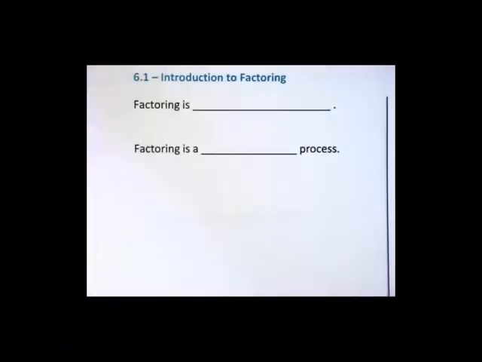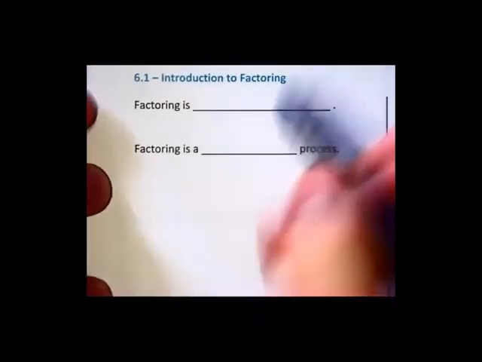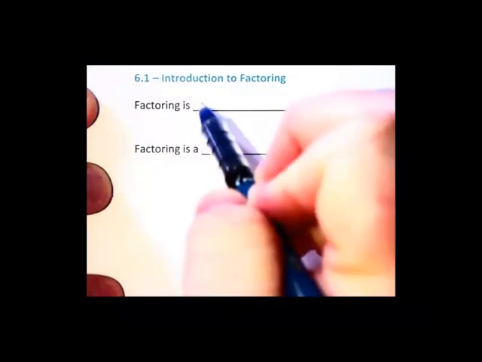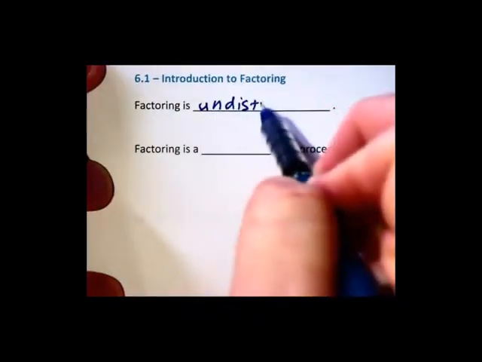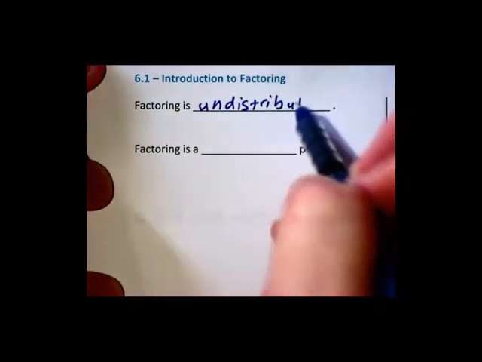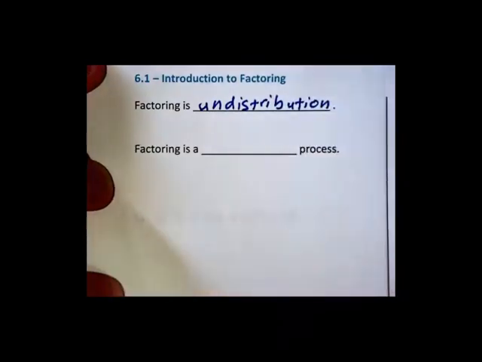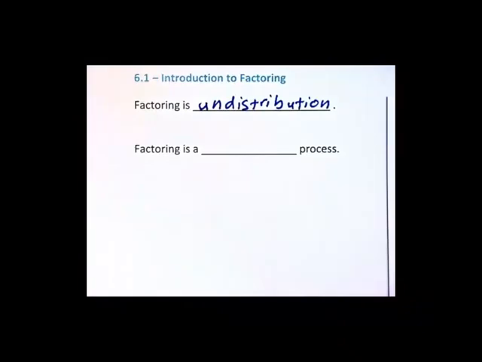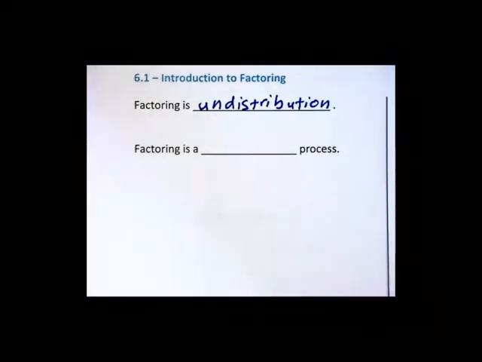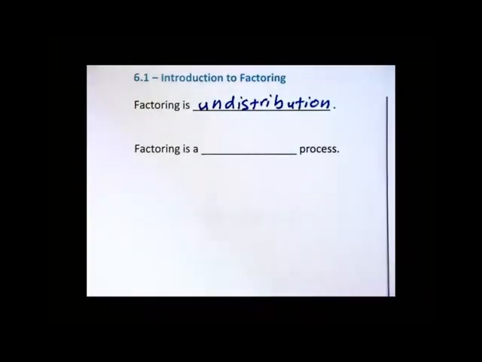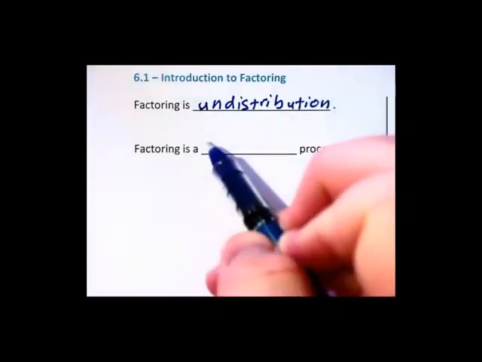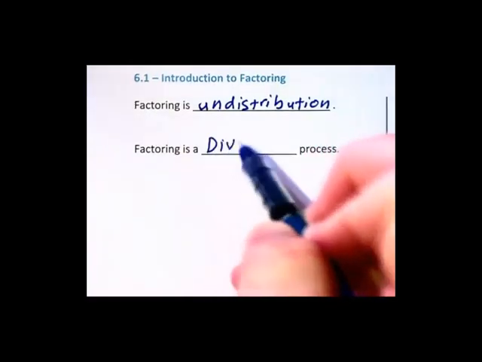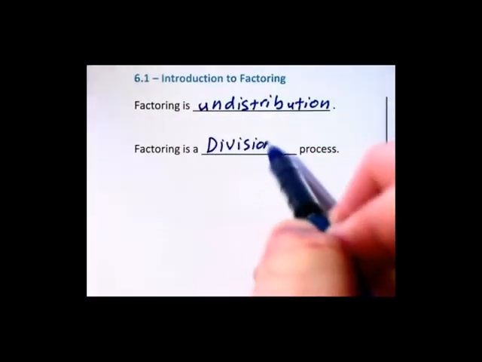This chapter, we're going to be looking at factoring, and I want you to understand that factoring basically is an undistribution process. In the last chapter, you learned all about multiplication of polynomials and doing distribution, and factoring is basically the opposite process. If distribution is multiplication, then factoring basically is a division process.